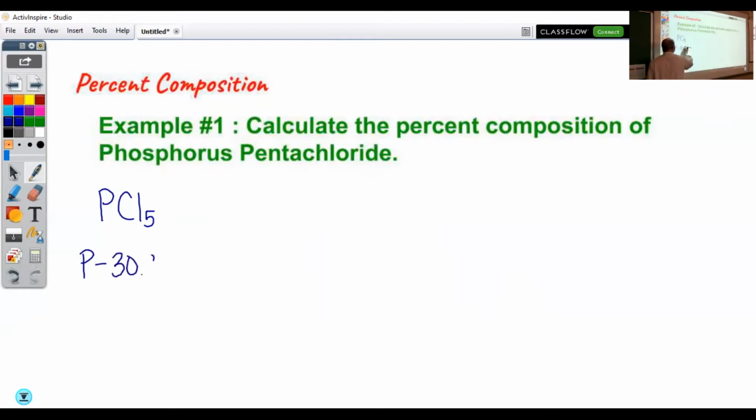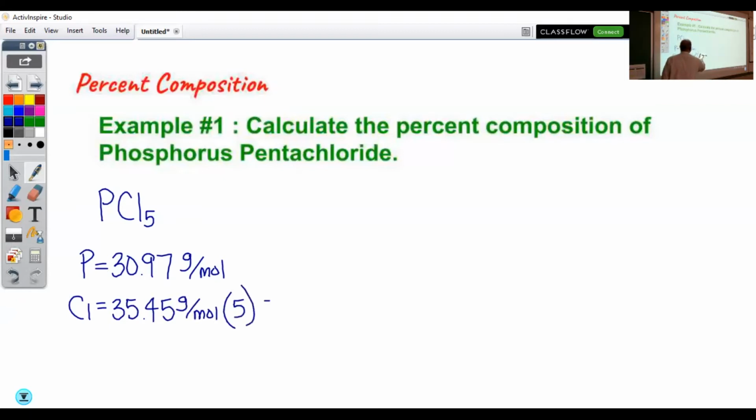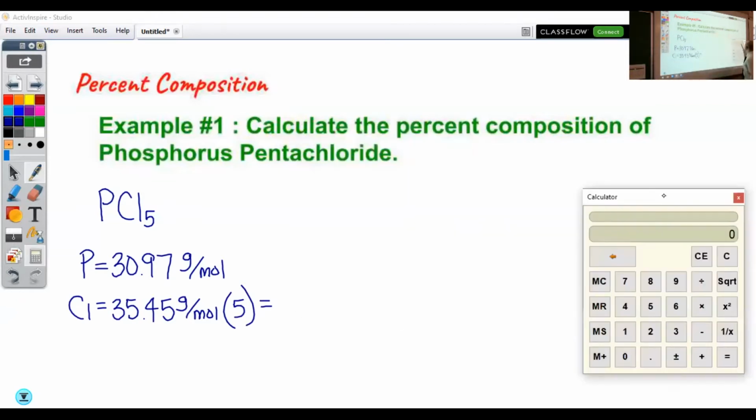If you look on a periodic table, you'll find that phosphorus has a mass of 30.97 grams per mole, and chlorine has a mass of 35.45 grams per mole. However, since we have 5 chlorines in our compound, we're going to multiply that value by 5. So if I open up my calculator, I have 35.45 times 5 for a total of 177.25.